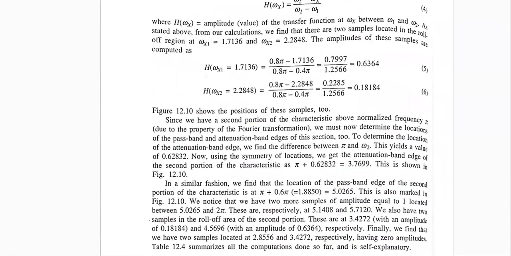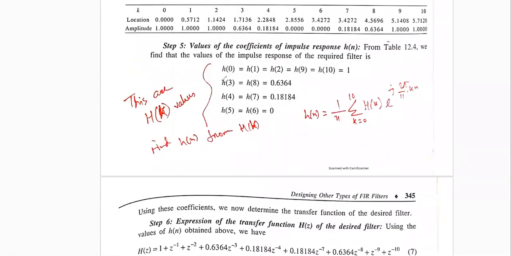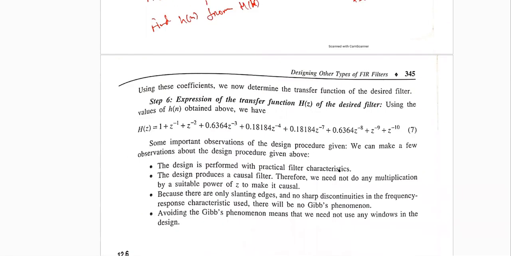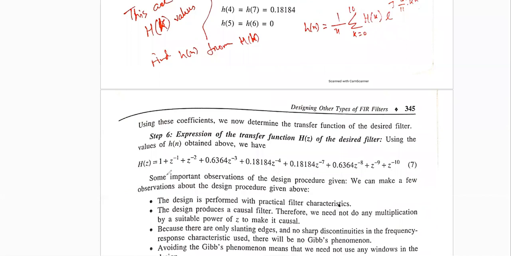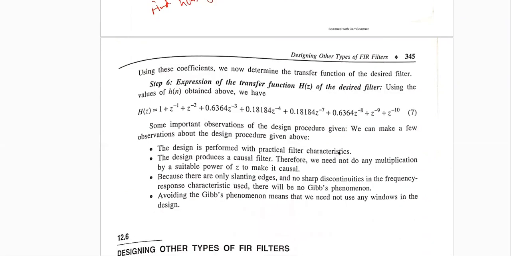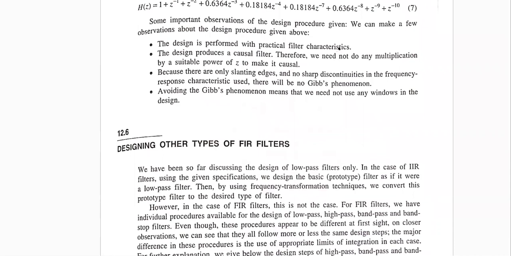So they have found all the values. So there is a mistake. This should be replaced by capital H. So when they found the capital H, after having this equation, you will find the small hn value. Okay, when you found the small hn value, then you will find the capital H(z) value, that means the Z transform value, and that's it for the design process. Is that clear up to this? Yes, sir.